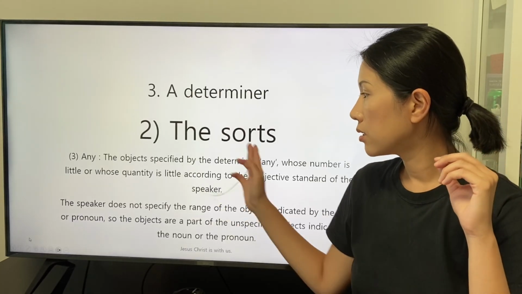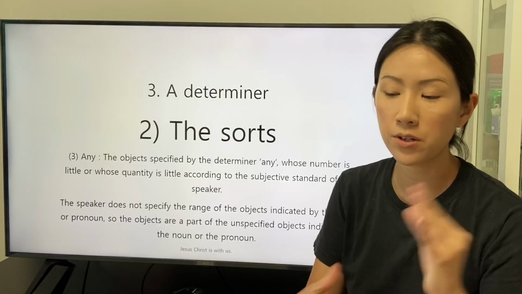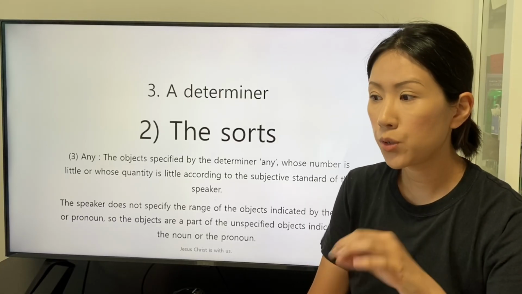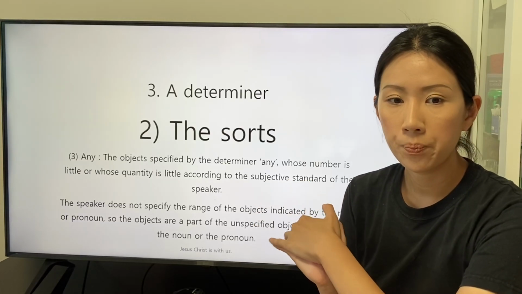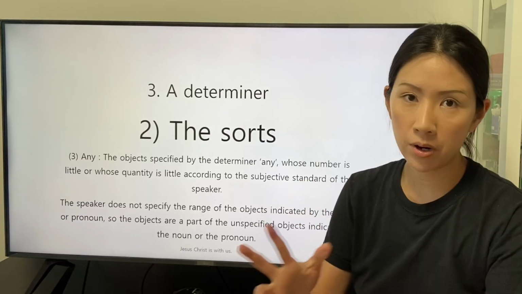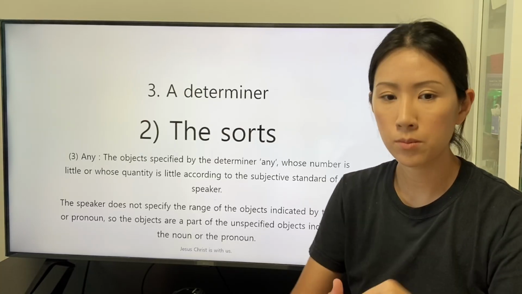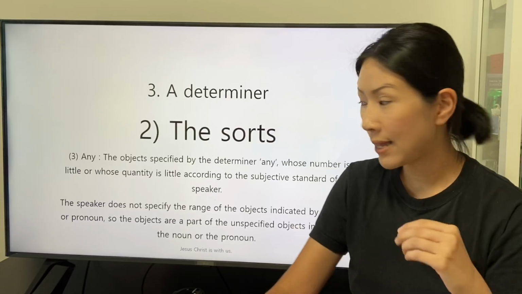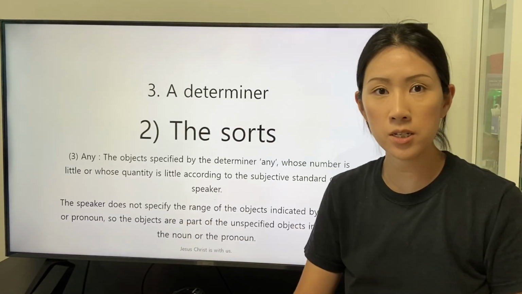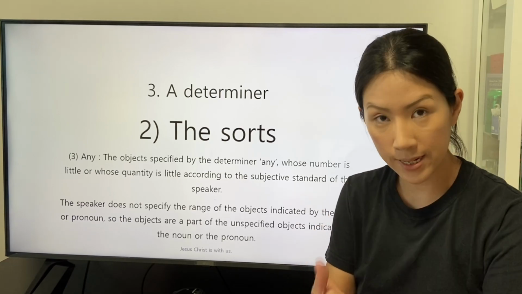The first paragraph is about the definition of the determiner any, to reveal that the quantity or number of the subject or object indicated by a material noun or a general noun described by the determiner any is little.